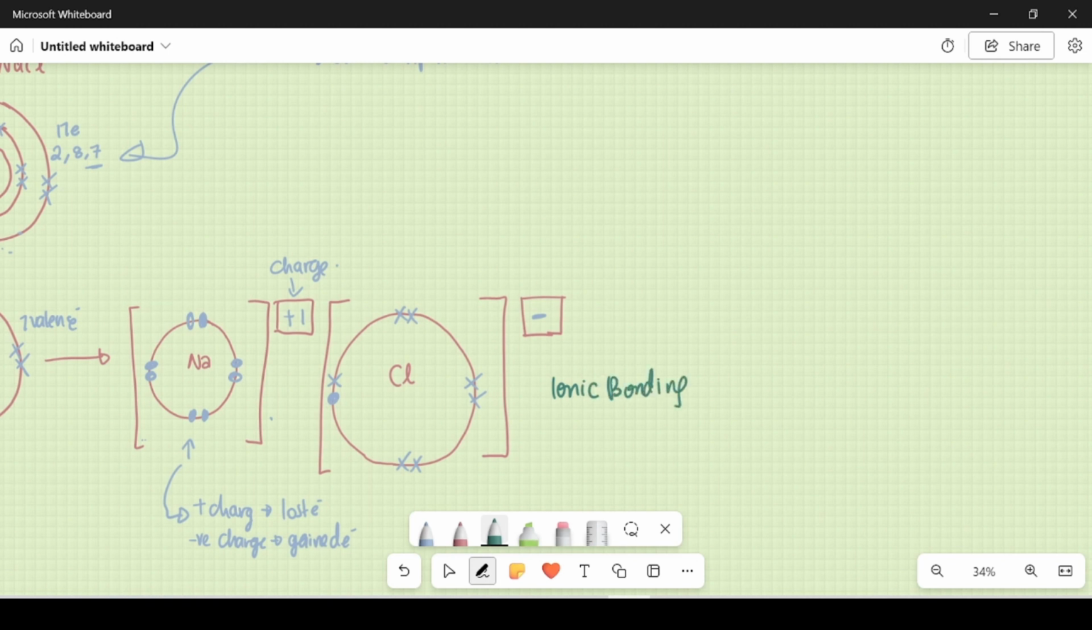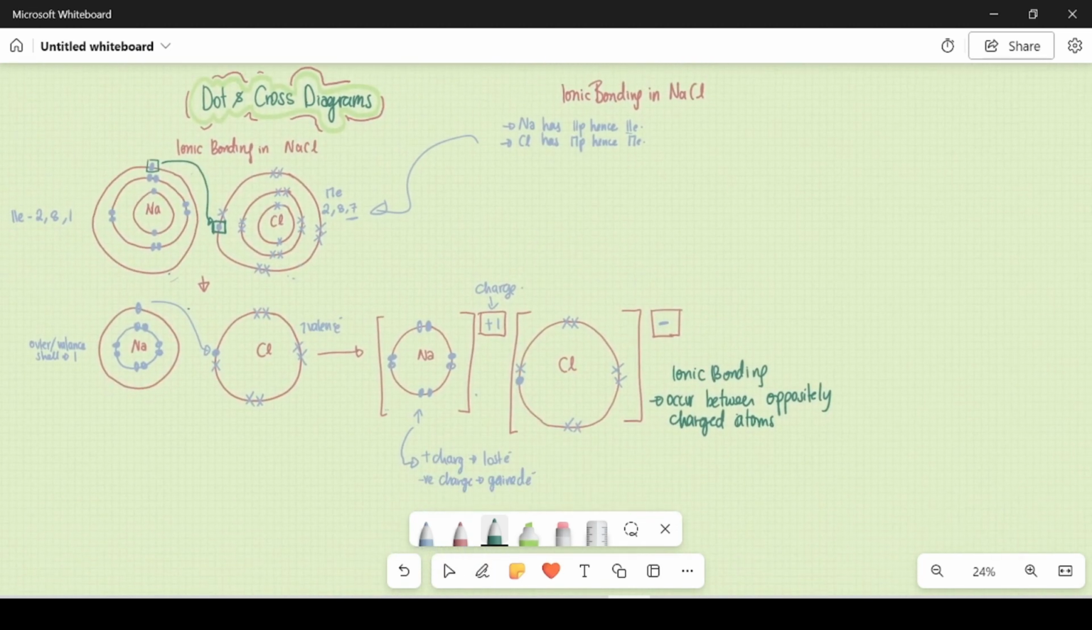At your level, you need to know that they occur between oppositely charged particles. I was going to say particles, but oppositely charged atoms or ions. They become ions, sorry. Oppositely charged atoms. So you have positive in sodium, chlorine is negative. So positive and negative is what you have for your ionic bonding.